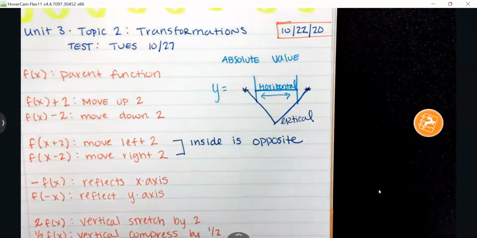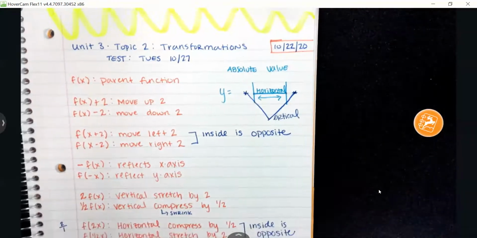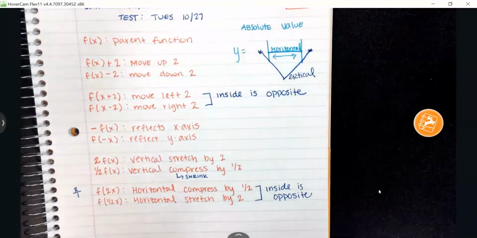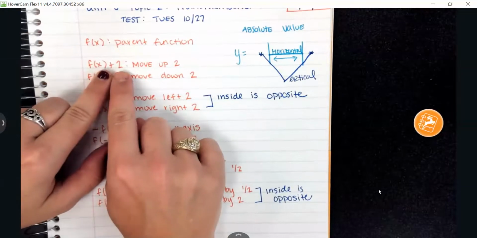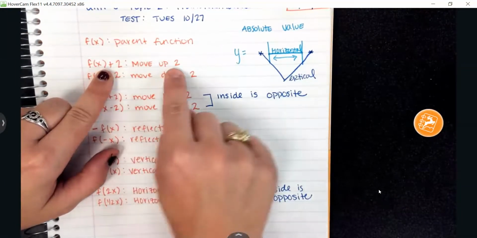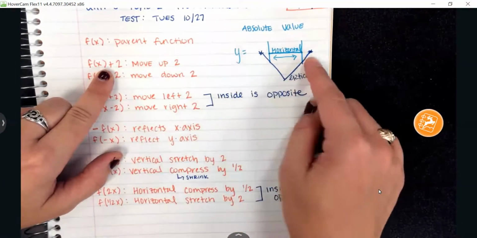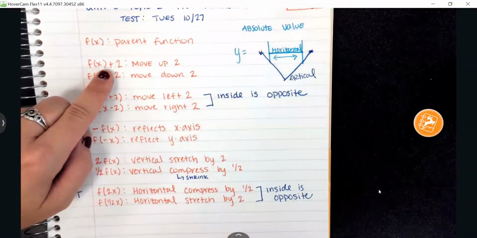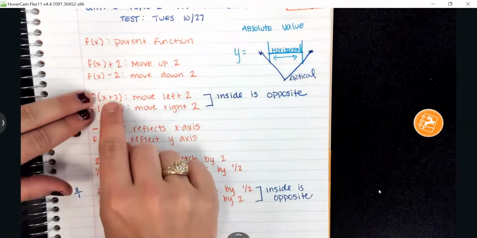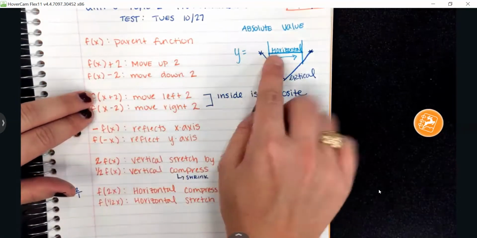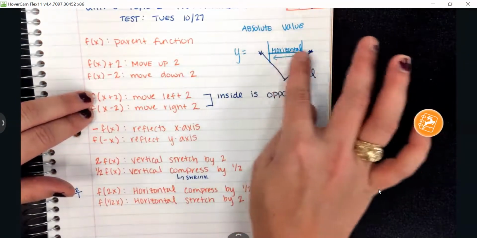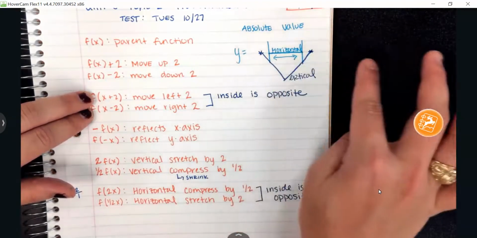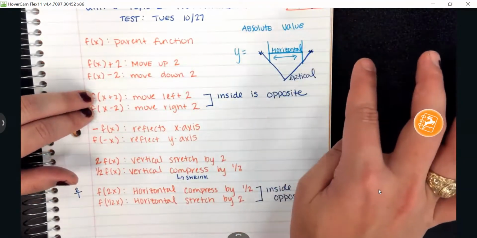So I'm going to zoom out for just a second. So if you see, this +2 was on the outside. I knew it moved up because outside is vertical and up and down is a vertical movement. These two numbers are on the inside. Inside is horizontal, so the movement would be left or right. Are we catching on to how this is working?